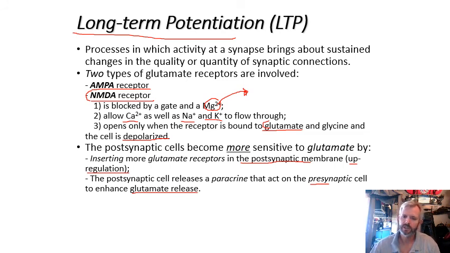So we're doing two things here. We're increasing the receptors and also increasing the amount of glutamate release. And so this is how we're getting a stronger signal at the synapse. More neurotransmitter and more receptors to bind to give us a stronger response in our postsynaptic cell.